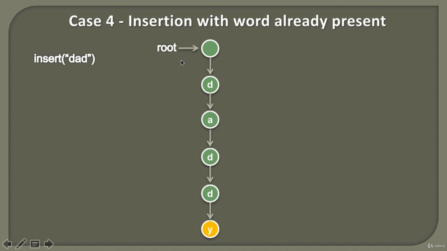So what we do is we start from the root. We see whether D is present or not. So D is present. So we'll simply traverse to D. We check whether A is present or not. So A is present. So we'll simply traverse to A. We check whether D is present or not. So D is present. So we'll simply traverse to D. And as we know that we have inserted this word completely, one last thing we do is we simply mark D as the end of the word by making the boolean value isWord true.